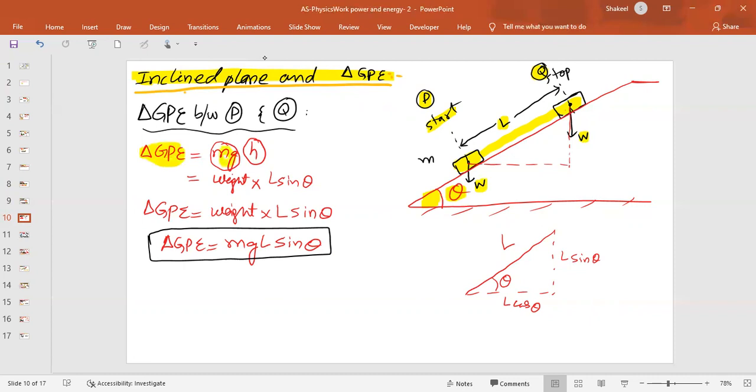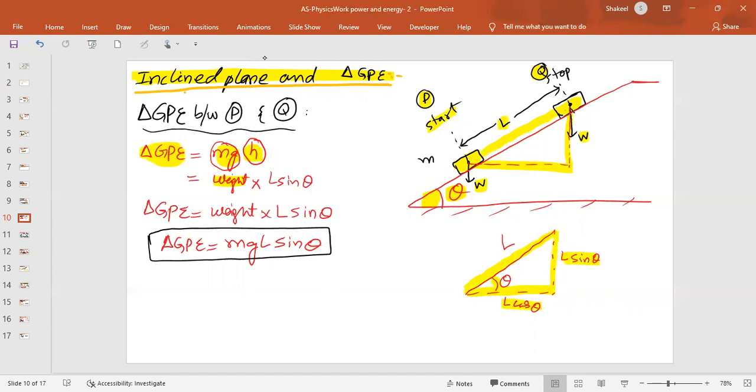So obviously, change in GPE is mgh. Well, mg is actually the weight of the object. What is h? How much height has it gained? Well, interesting. How much height? For that, I have drawn it over here. This is the length L which is moved, and this is the triangle, and this is angle theta. So when you resolve L, this component will be L sin theta, and this component will be L cos theta.